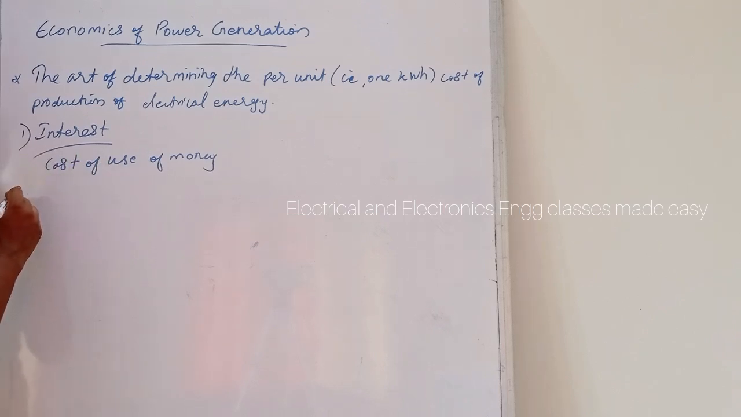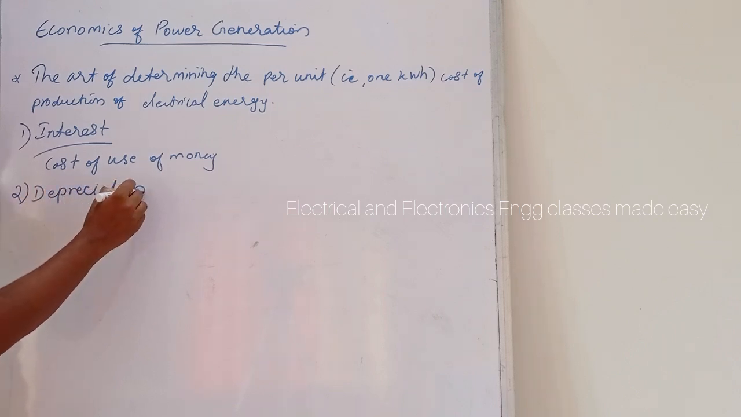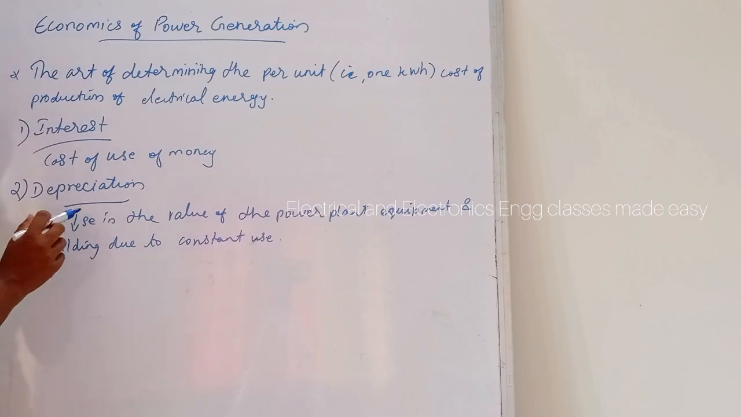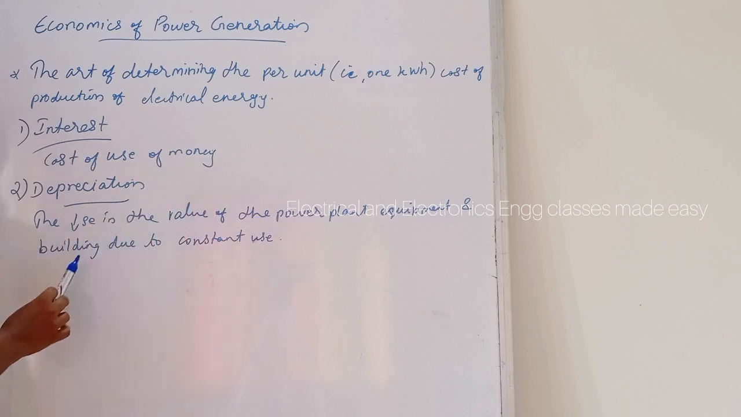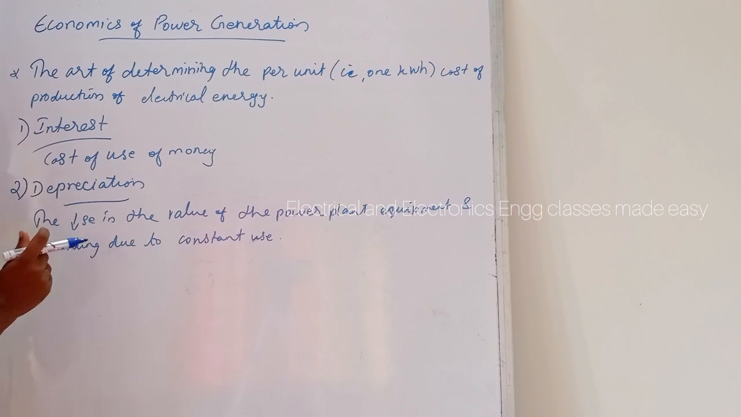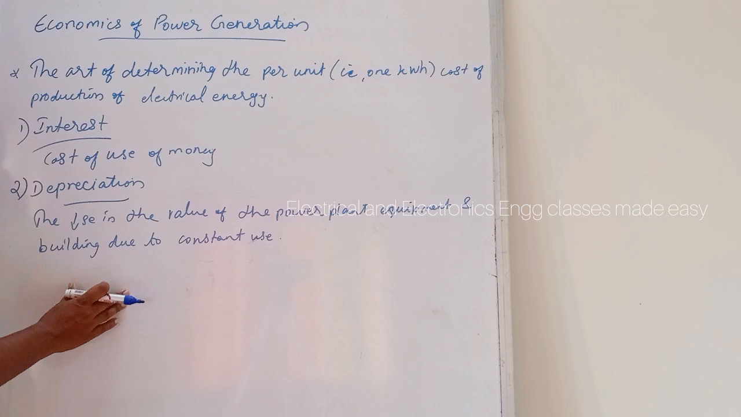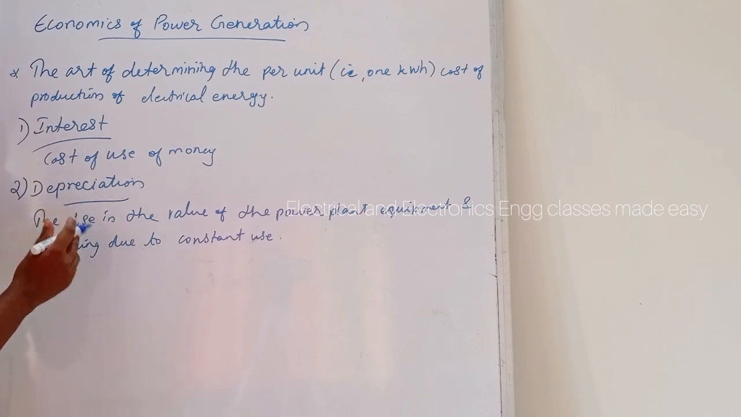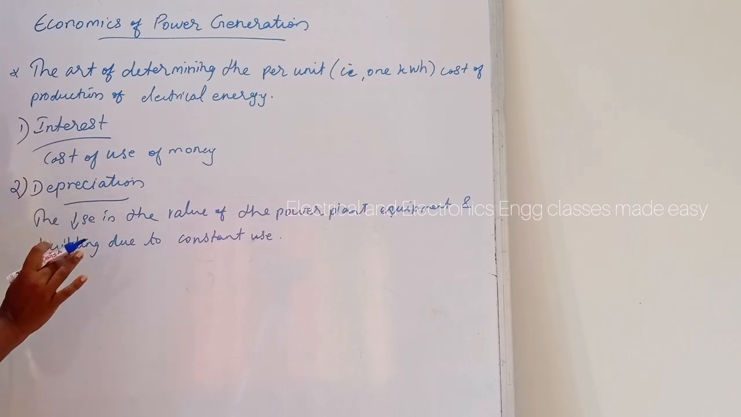The next one is depreciation. So what is depreciation? The decrease in the value of the power plant equipment and building due to constant use is known as depreciation. That is, from the time the power station is installed, the equipment steadily deteriorates due to wear and tear, so that there is a gradual reduction in the value of the plant, and this reduction in the value of plant every year is known as annual depreciation.